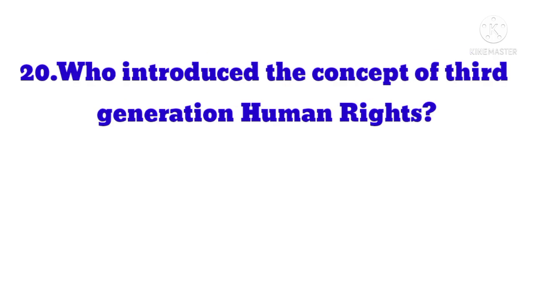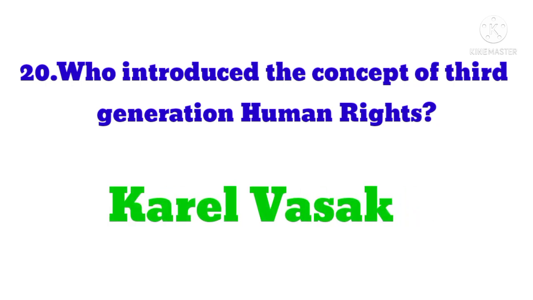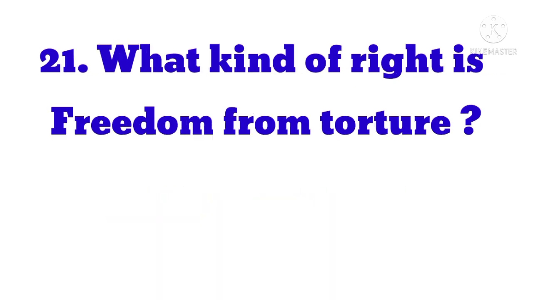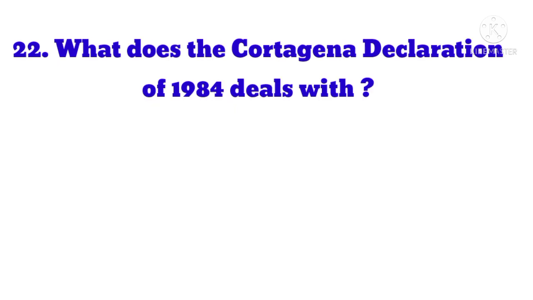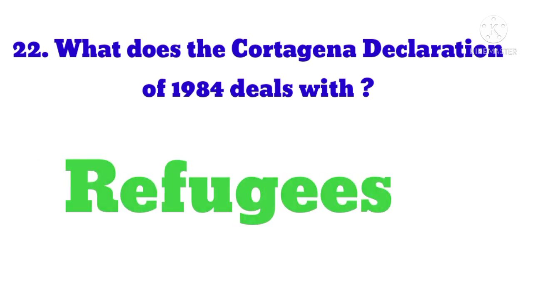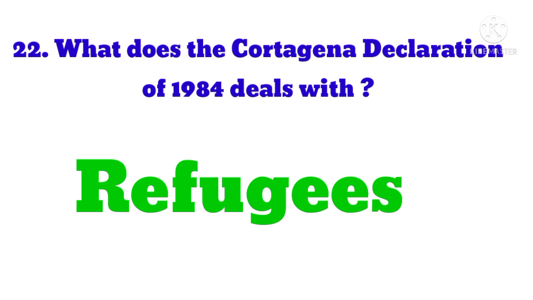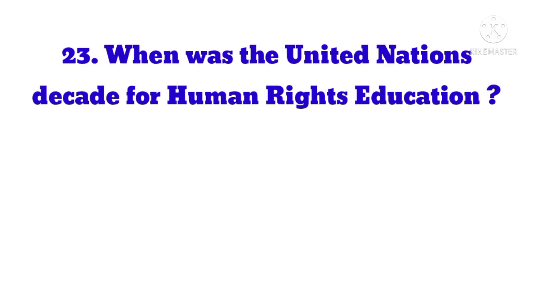Who introduced the concept of 3rd generation human rights? Answer is Karel Vasak. What kind of right is freedom from torture? Answer is absolute right. What does the Cartagena Declaration of 1984 deal with? Answer is refugees. When was the United Nations Decade for Human Rights Education?